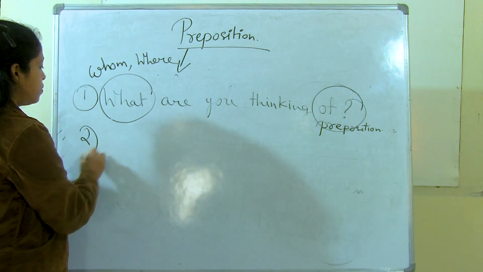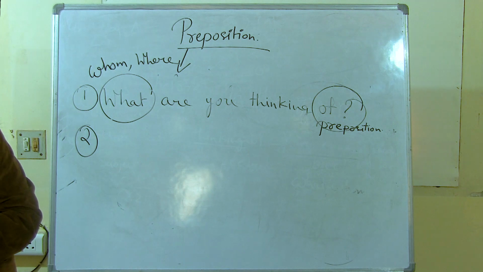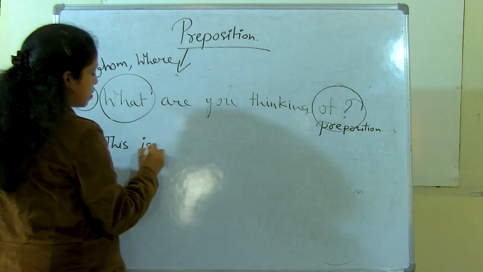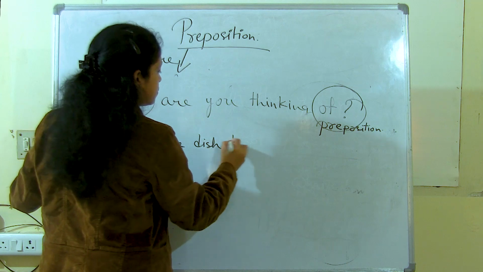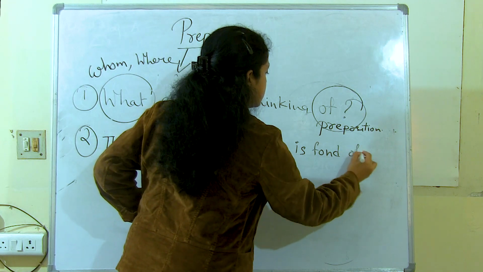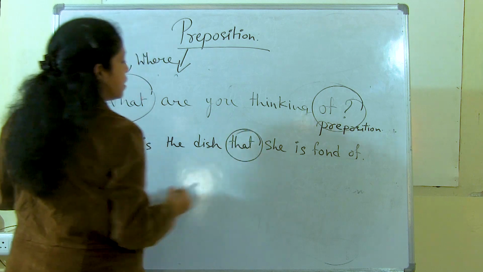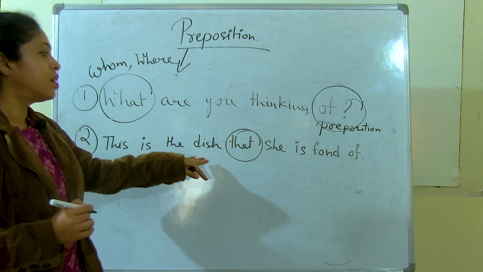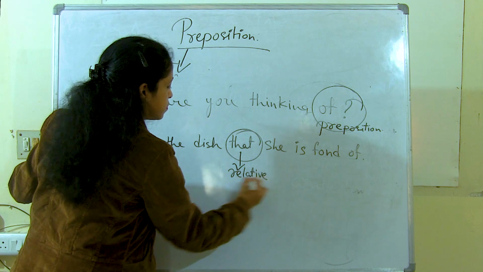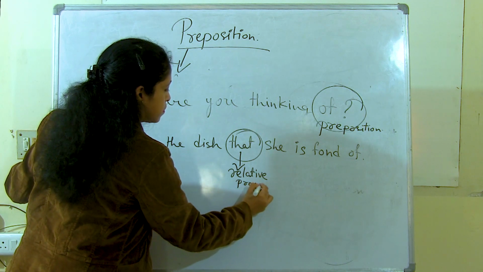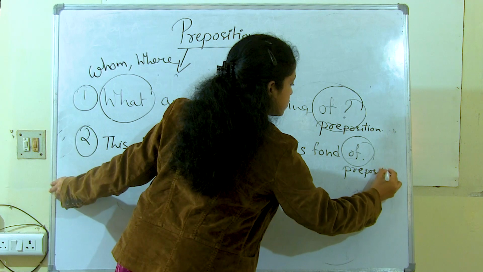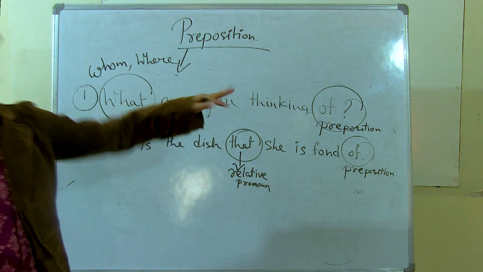Next rule. Whenever you see that two sentences are connected with a relative pronoun, then this one will be a preposition. Same thing is there with the relative pronoun: you will get a preposition here.